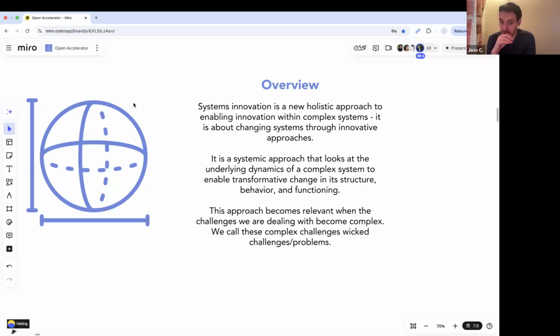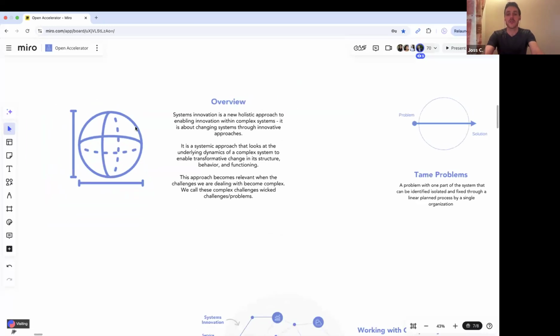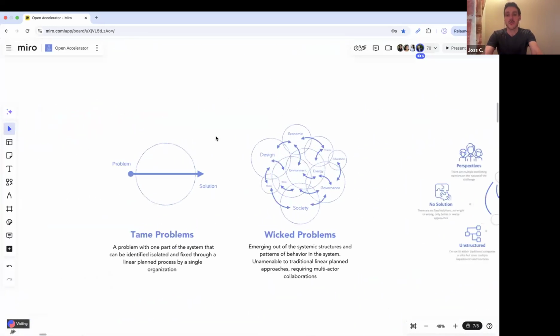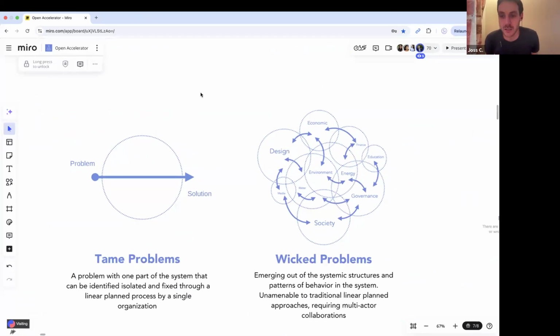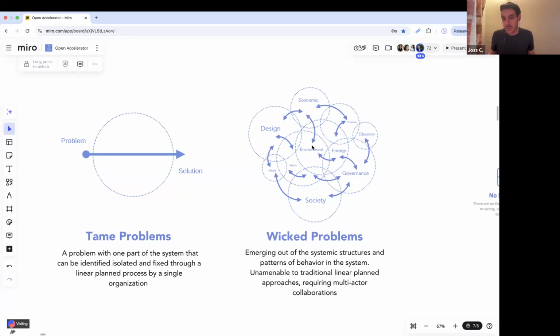This approach becomes relevant when we're dealing with complexity. And that's a good place to start this whole conversation, this idea of complex challenges, because it's kind of what it's all about. We also call them wicked ones, wicked problems, or I like to call them challenges. And they look a bit like this. Another word for them is messes, and that's a mess. And they differ fundamentally from these ones on the left-hand side, which don't look so messy.